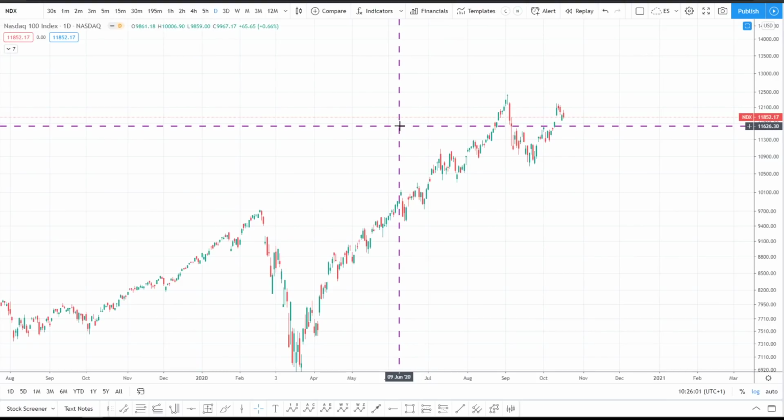Hi guys, this is an S&P 500 technical analysis update for 19th October 2020.